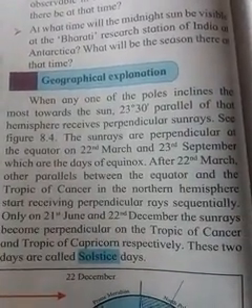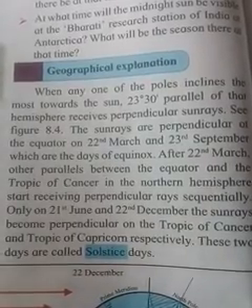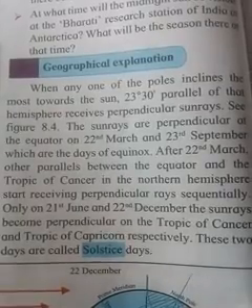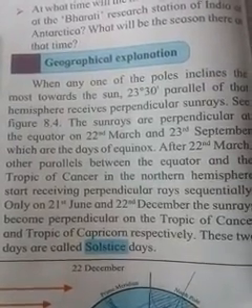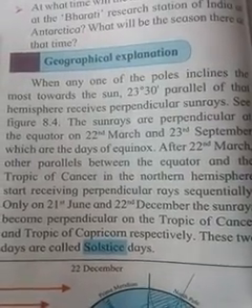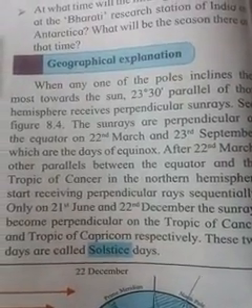That means when any one of the poles inclines the most toward the sun, 23 degrees 30 minutes parallel of that hemisphere receives perpendicular sunrays. That means at that time, when one pole, the south or north pole, inclines most toward the sun, the 23 degrees 30 minutes parallel of that hemisphere receives the perpendicular sunrays.